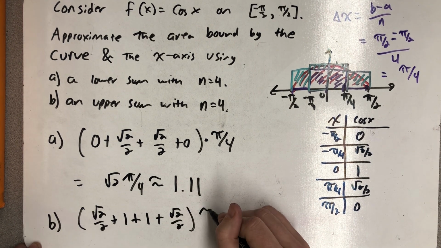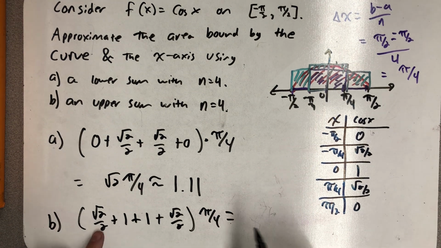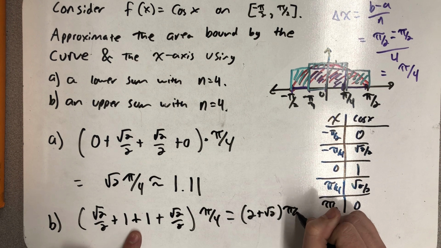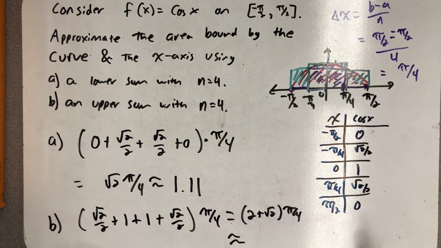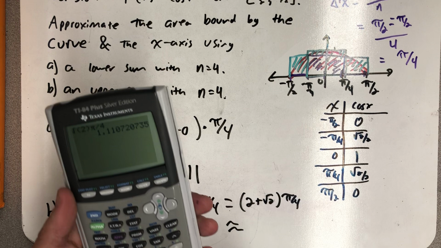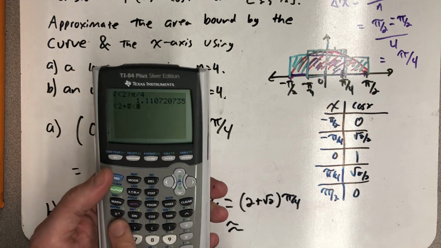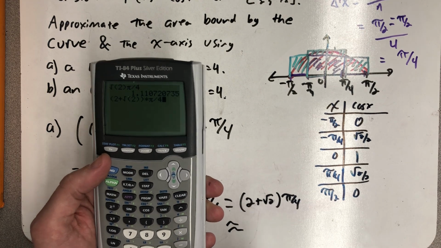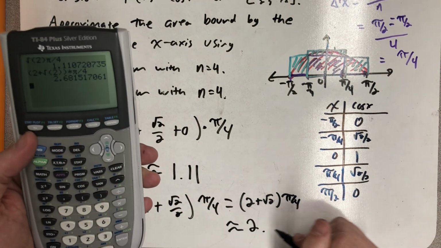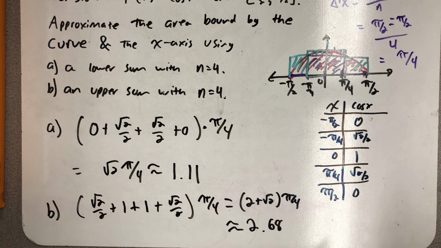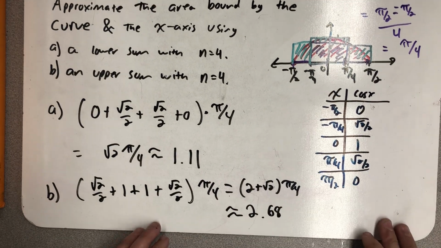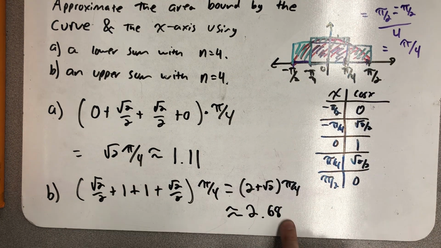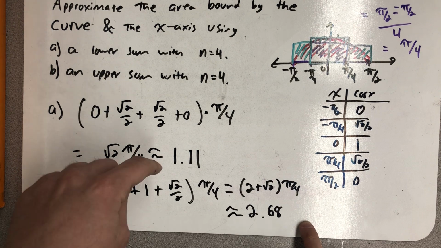And then times pi over 4. So let's see, 2 plus root 2 times pi over 4. And I'll get a decimal approximation of that. And that comes out to about 2.68. So now I know the true area under this cosine graph is somewhere between 1.1 and 2.68. I have an upper sum and a lower sum.